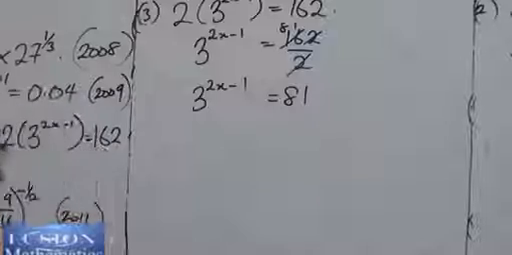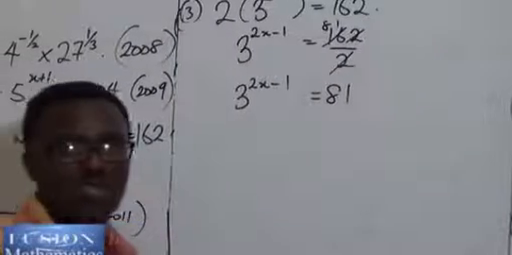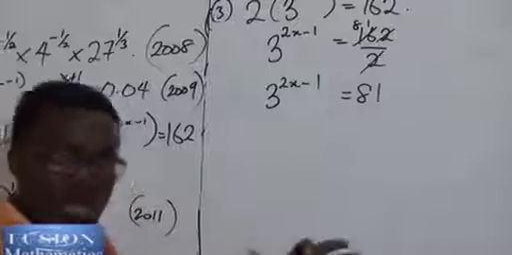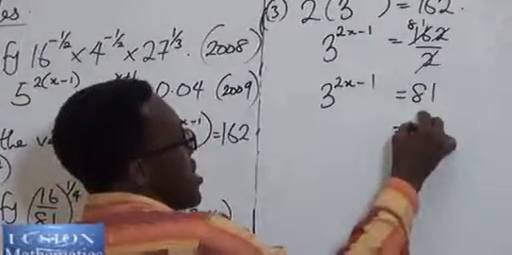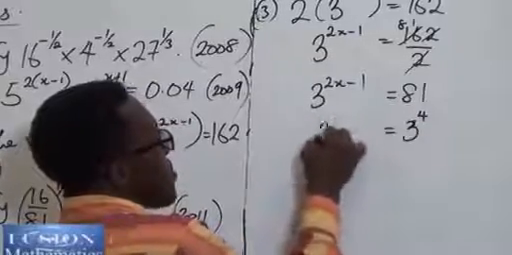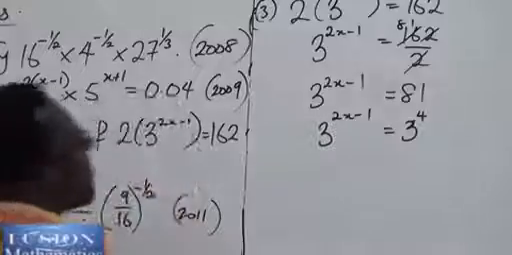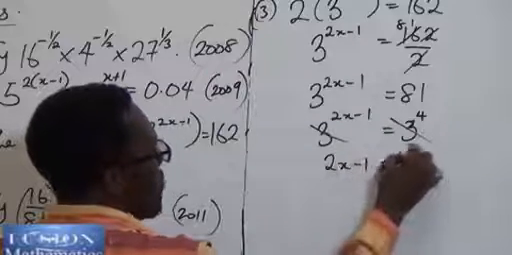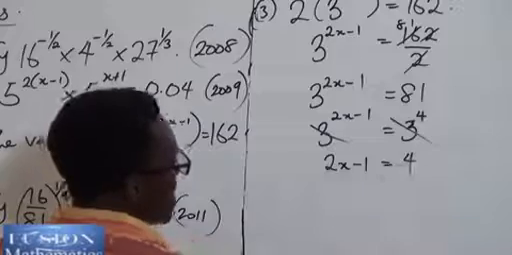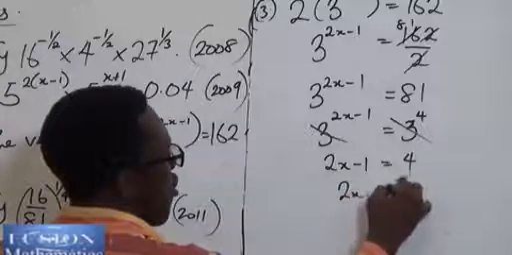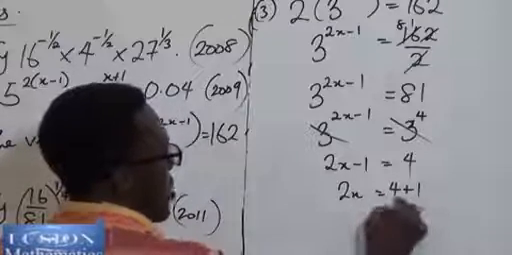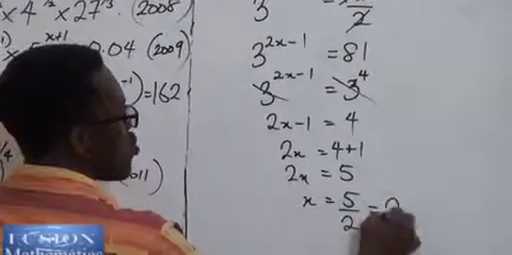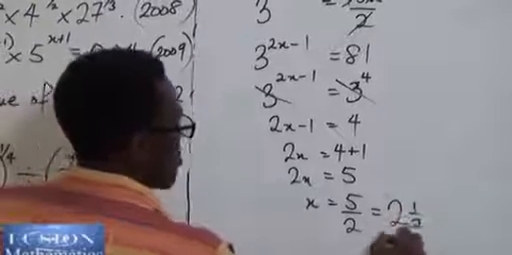Now, we said earlier that when we want to solve, we can express both sides into the same base. So 81, we know that 3 times 3 times 3 times 3, 4 times, will give us 81. So this will give us 3 raised to the power 4. So since they now have the same base, we can cancel the base out. Then equate the power. So this will be 2x minus 1 equals to 4. Then we take the like terms. Minus 1 comes to the other side. We have 4. When it comes here, it becomes plus. It becomes 5. Then x will now be 5 all over 2, which could be also 2 whole number 1 all over 2 as our answer.